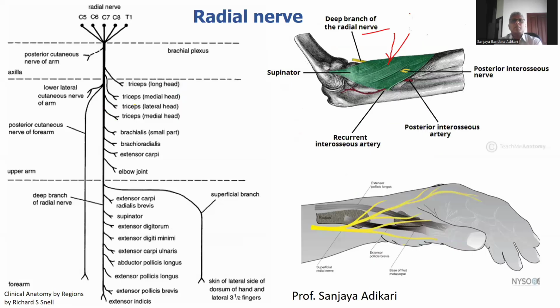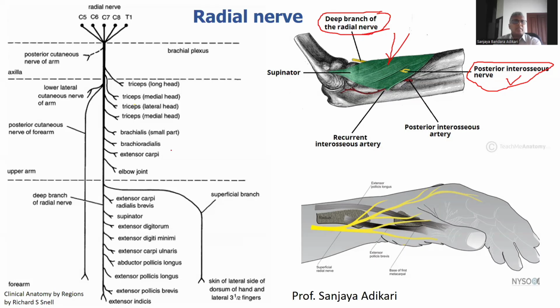Then the deep branch, when it is given off, supplies the extensor carpi radialis brevis, and then it supplies the supinator. Then the nerve leaves the supinator as the posterior interosseous nerve of the forearm. For our purposes, we don't separate this. We just take the deep branch of the radial nerve as similar to the posterior interosseous nerve. Whether you call it the deep branch of the radial nerve or the posterior interosseous nerve, we take it as the same nerve because it doesn't make much difference.